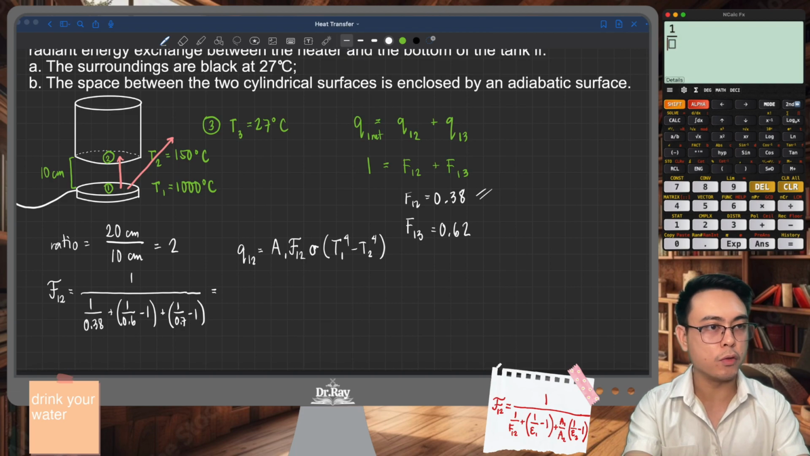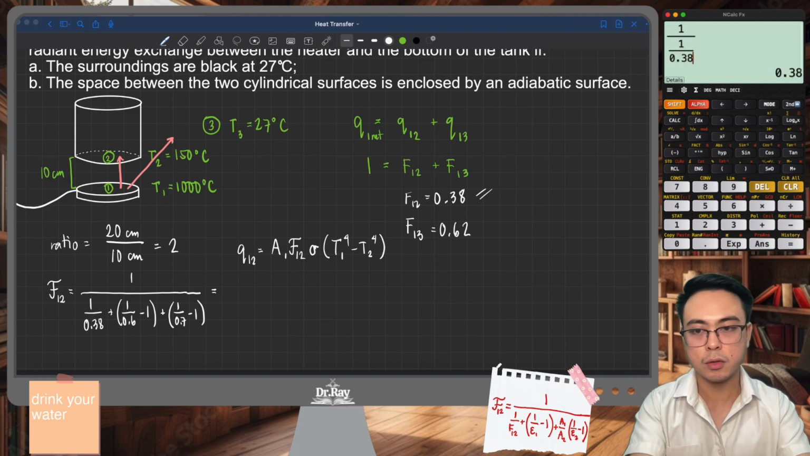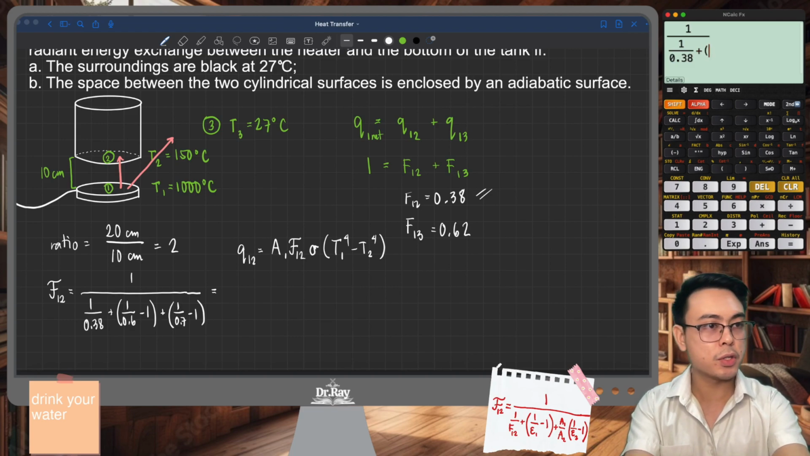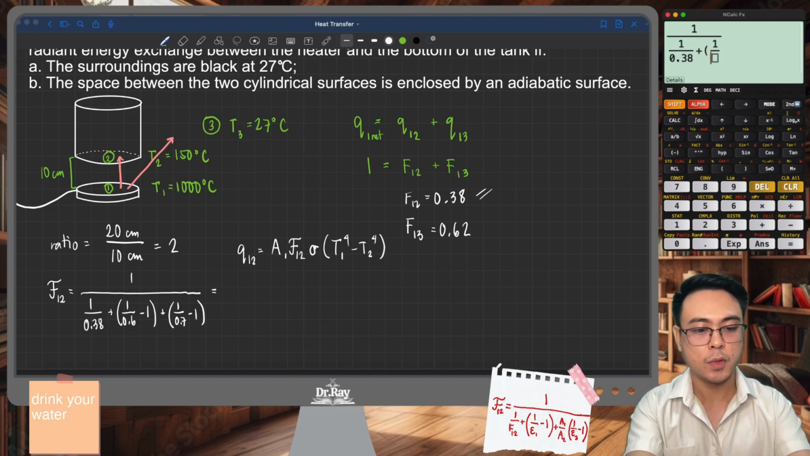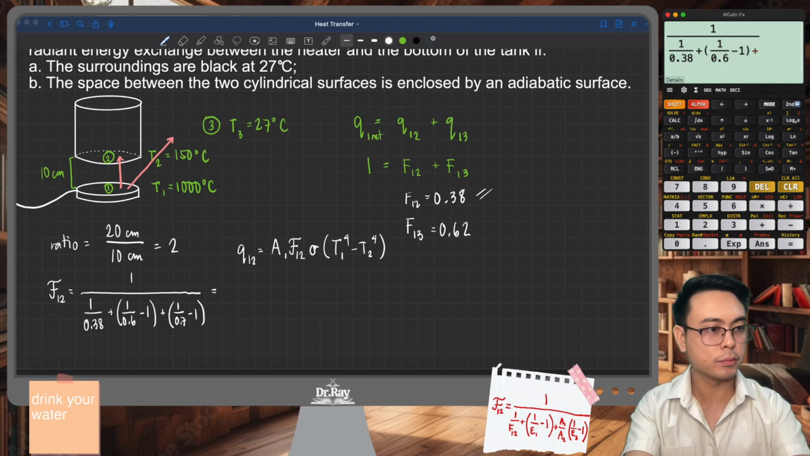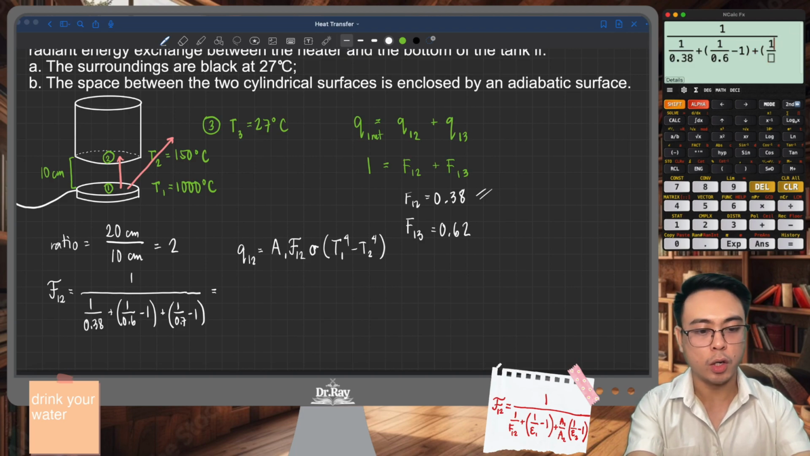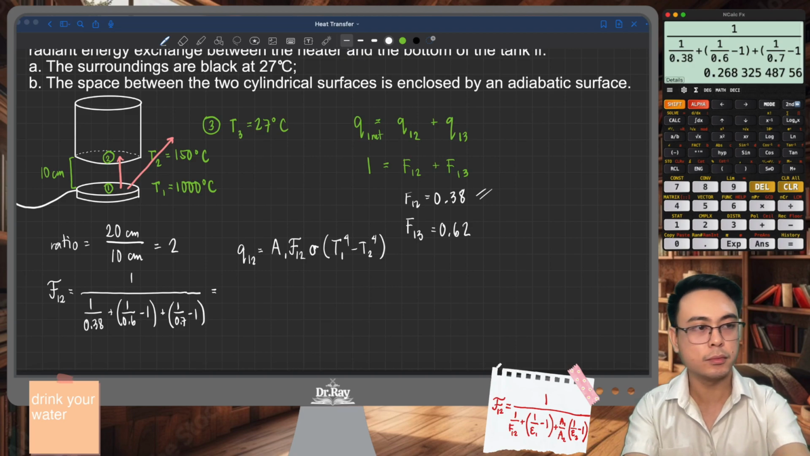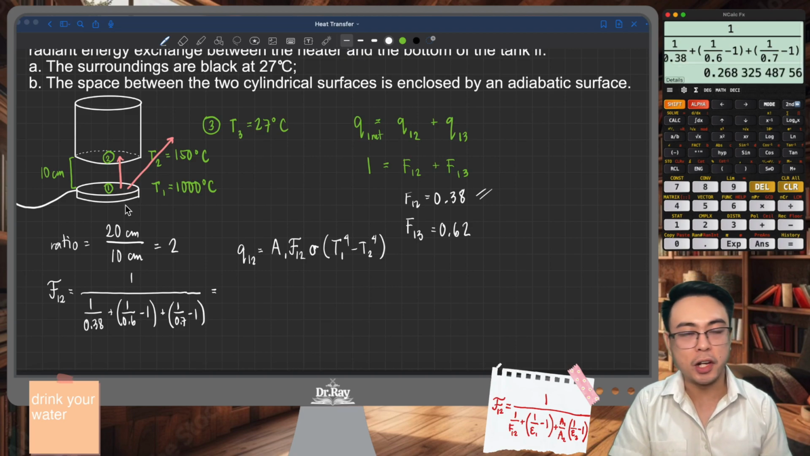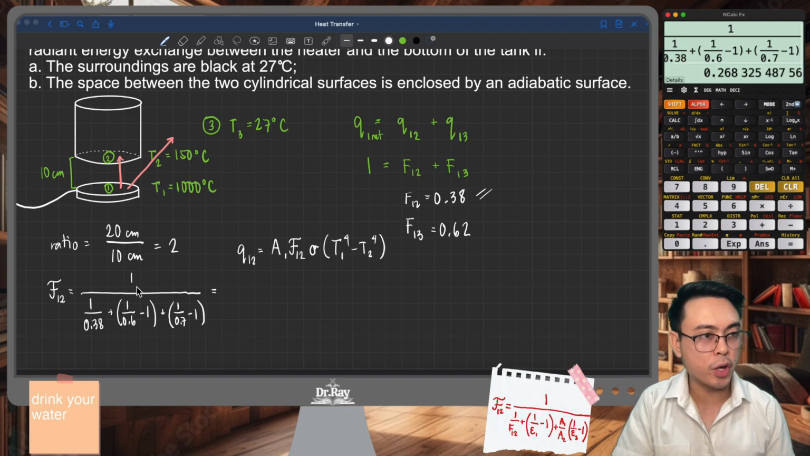That is 1 over 0.38 plus 1 over 0.6 minus 1 plus 1 over 0.7 minus 1. This is our overall interchange factor. It's 0.268.